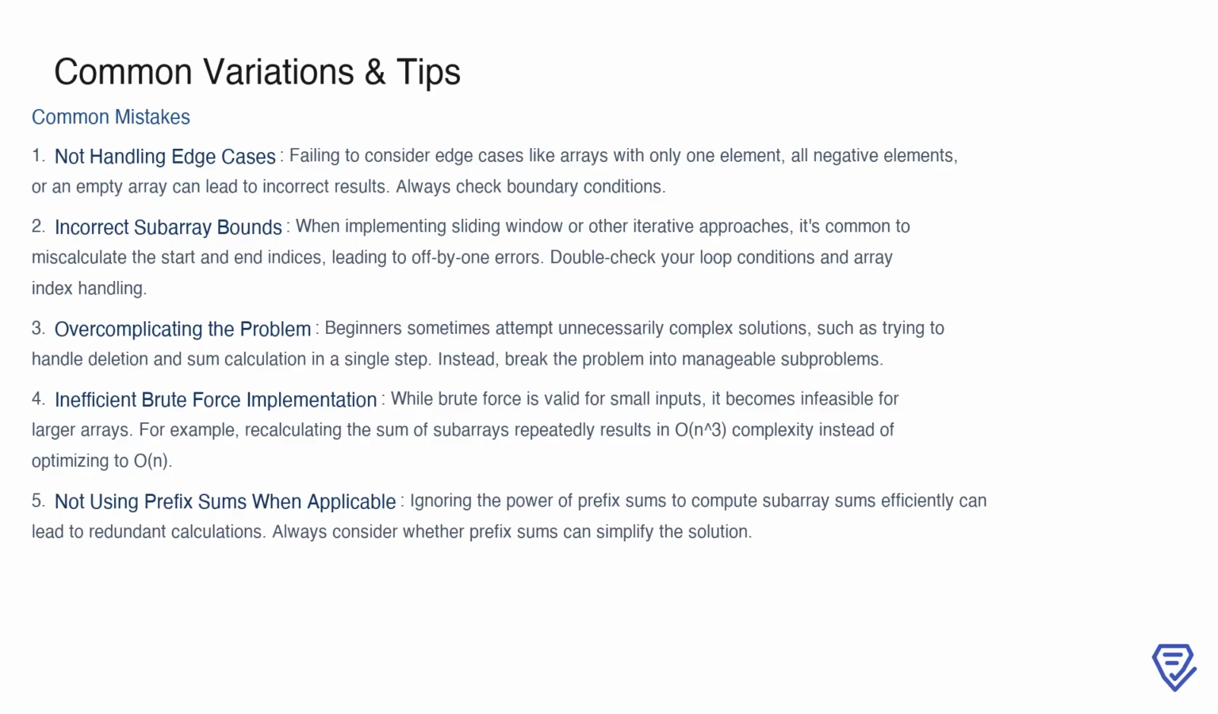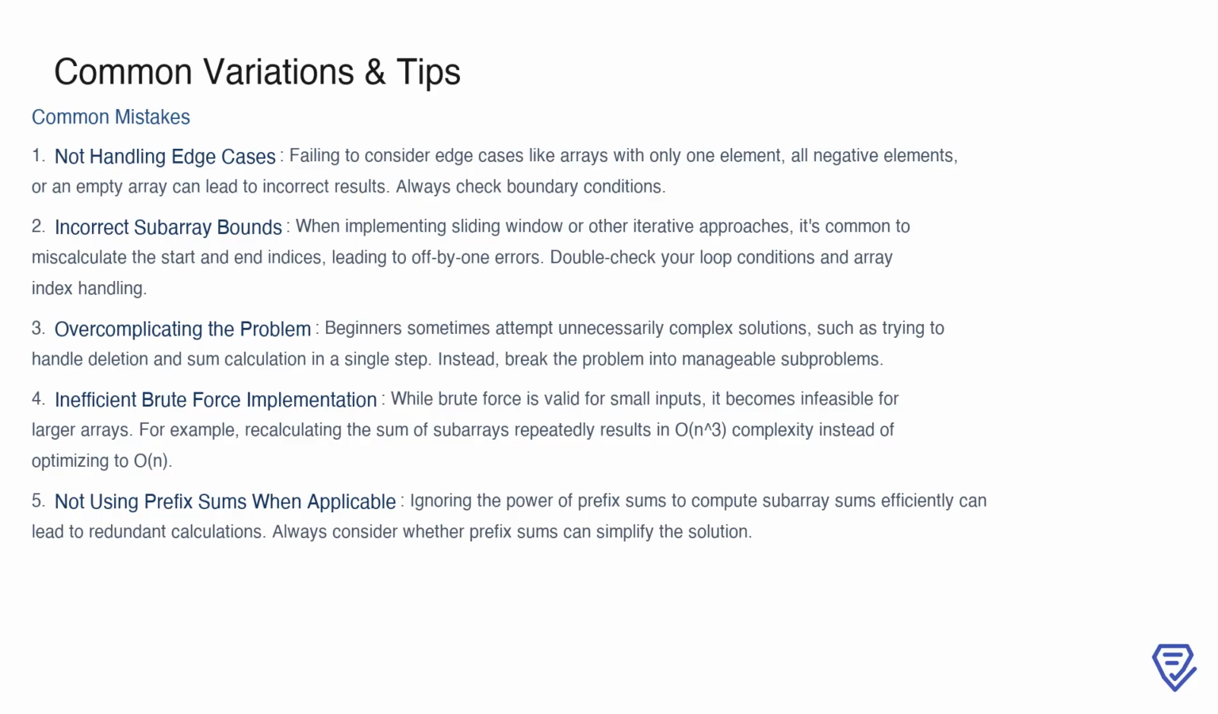Another frequent error comes from incorrectly calculating subarray bounds. This often happens when working with sliding window or iterative approaches, where off-by-one errors can sneak in due to mismanaged loop conditions or array indexing. It's also important to avoid overcomplicating the problem. Some beginners try to compute the deletion and the subarray sum in a single step, which introduces unnecessary complexity. Instead, break the problem into smaller, manageable parts.